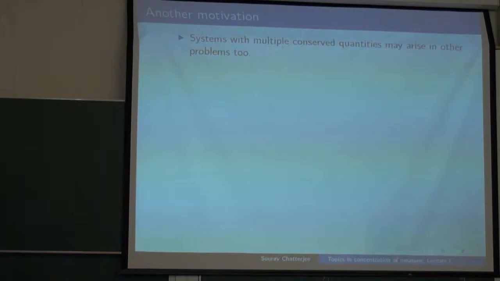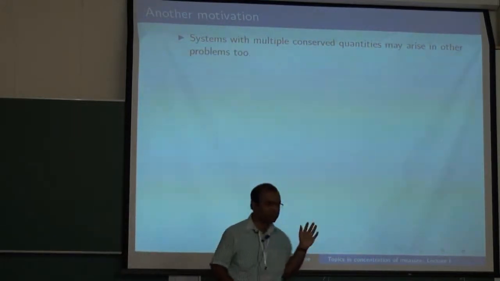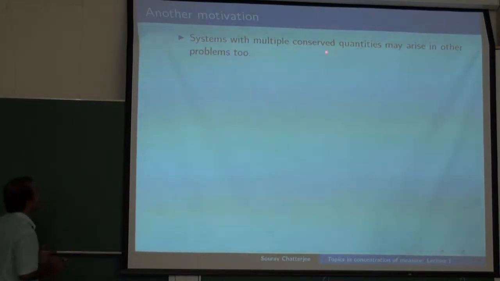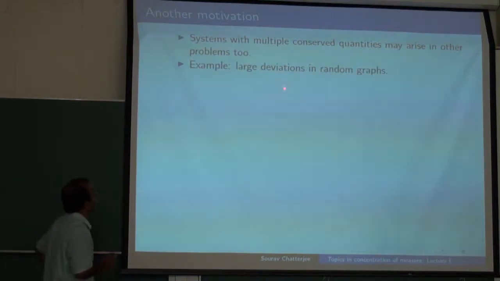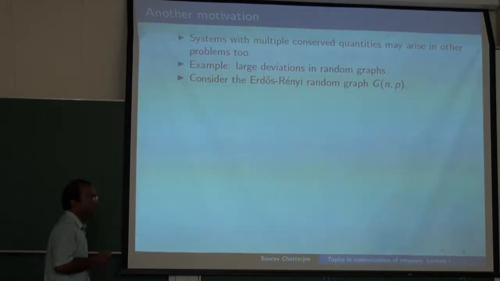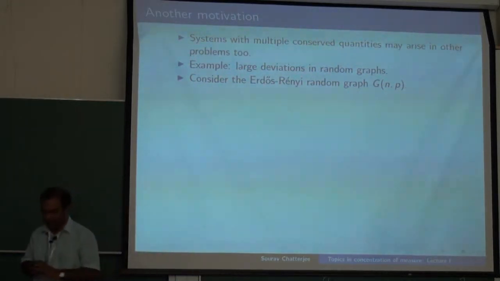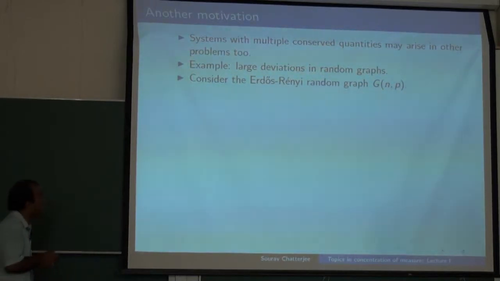Okay. There is one other motivation. Just to show you that this is not only about Hamiltonian systems, this is a general idea. Systems with multiple conserved quantities, you can have it in other things also. For instance, large deviations in random graphs. So I'll just state a problem. Again, this is a somewhat understudied area with a lot of opportunity.